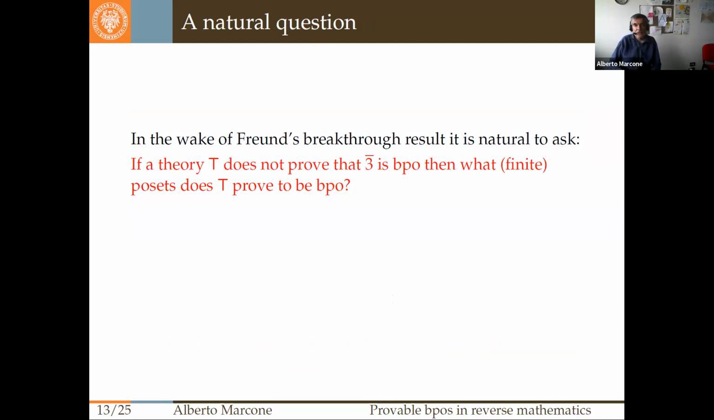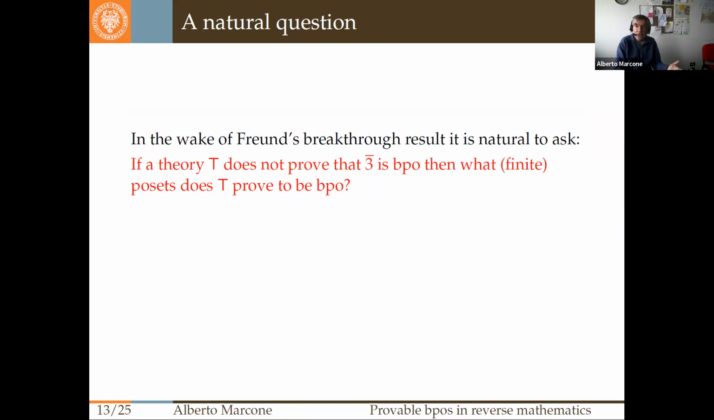this result by Anton Freund, we started thinking about this other question, which I think is very natural at this point. We have now examples of theories which do not prove that free bar is a better partial order. For example, ACA0, and even ACA0 plus. And RCA0, I mean, before Freund's statement, we didn't know that RCA0 didn't prove that free bar is a better partial order. So we have theories like that now.